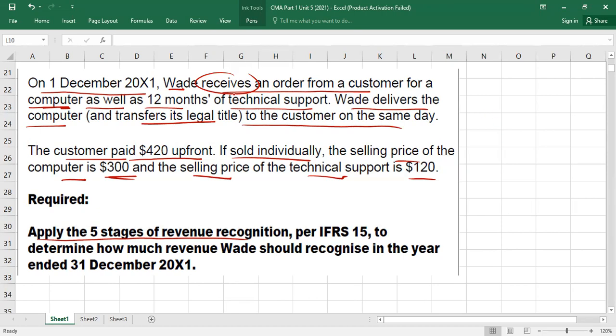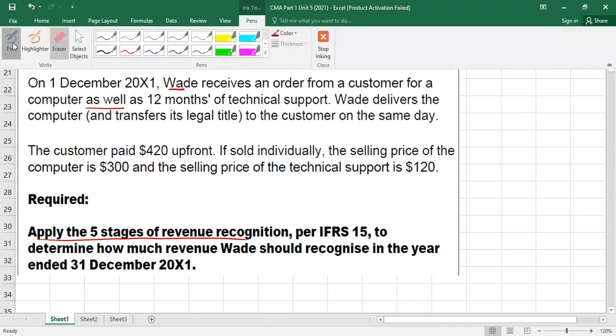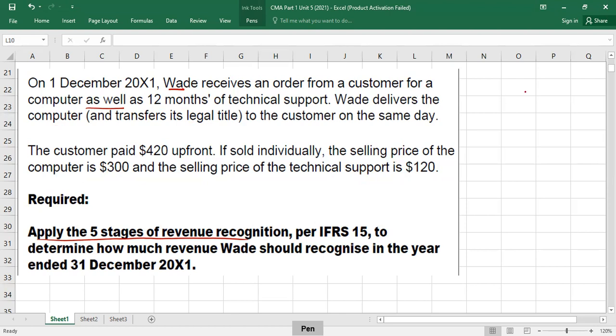Now guys, what was step number 1? First of all, you have to identify the contract with the customer. And it is not necessary that the contract must be in writing only. It could be verbal also, oral also.